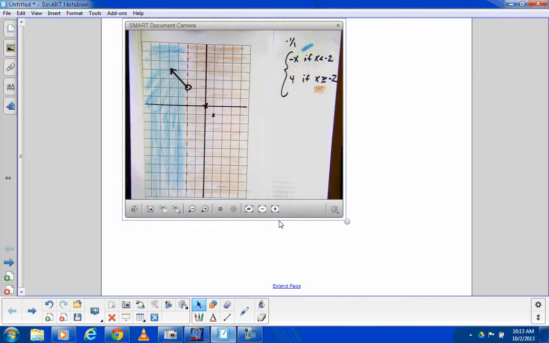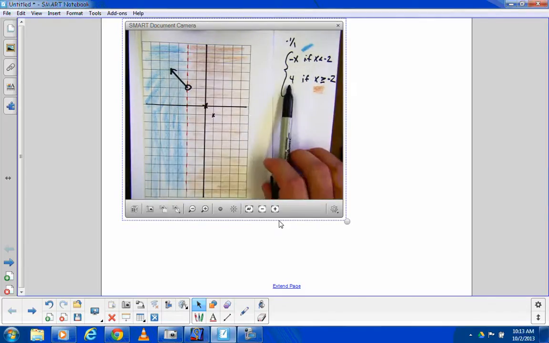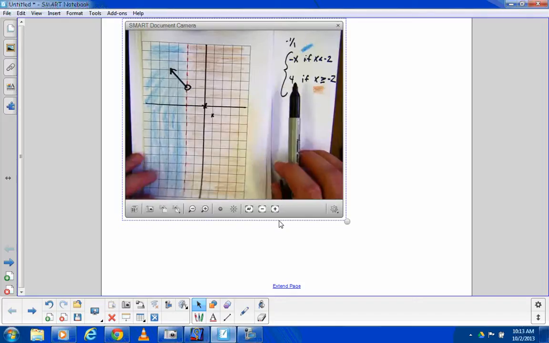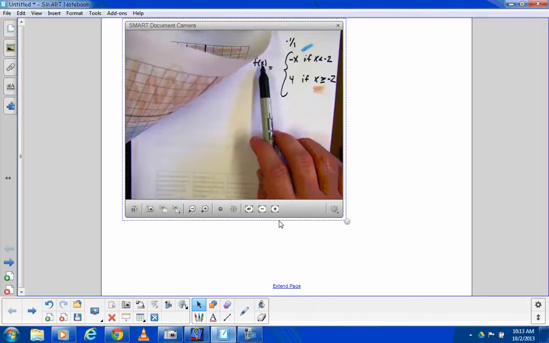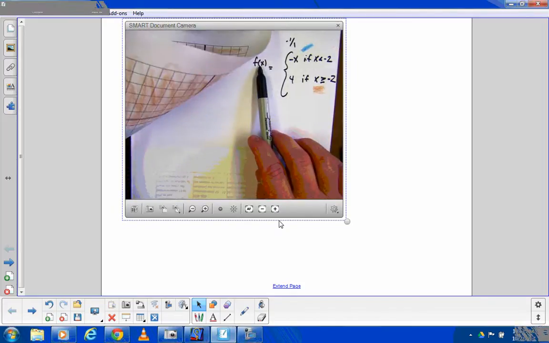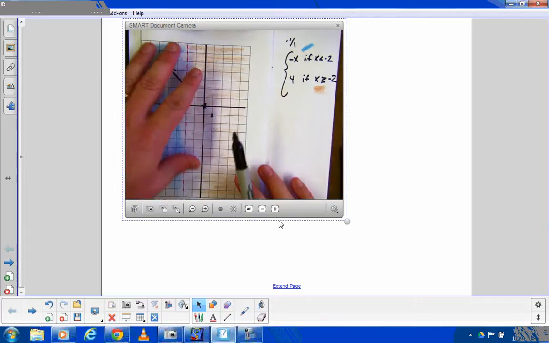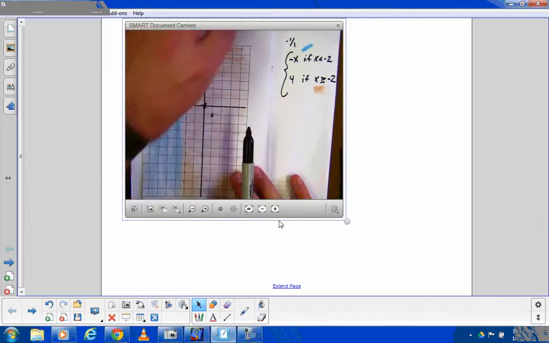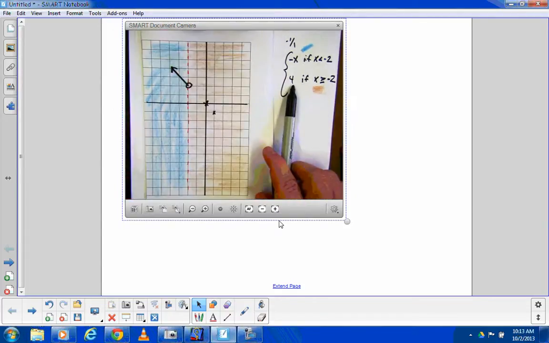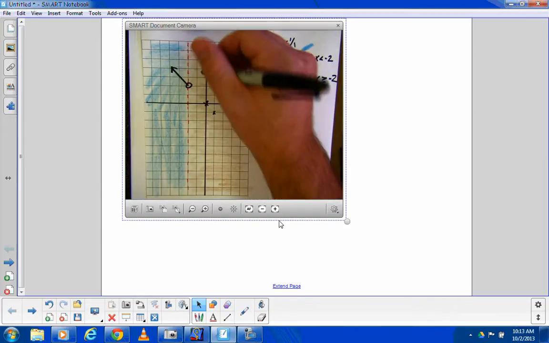Now let's do the other one. On this one, it may be easier to think of it this way: f of x is the same thing as saying y. So what does the graph of y equals 4 look like in general? It's a horizontal line that's going to cross the y-axis at 4. So I'm going to go up to 4.